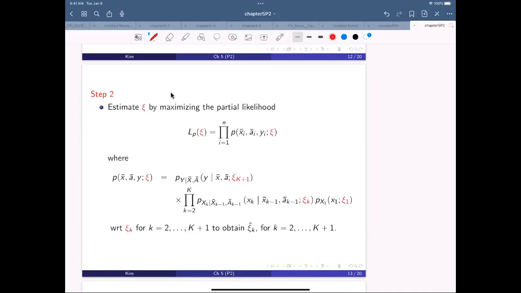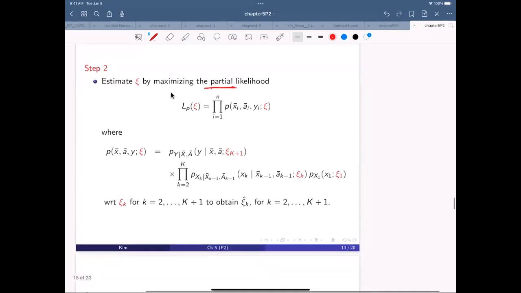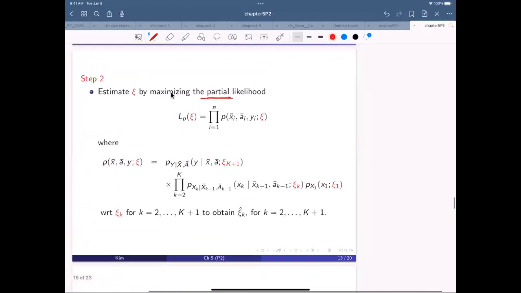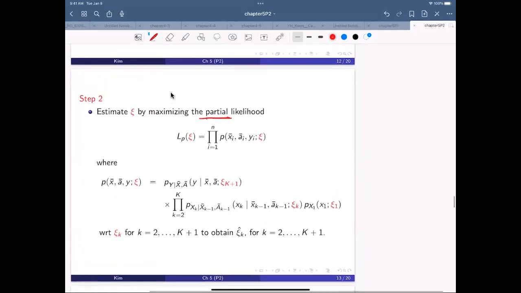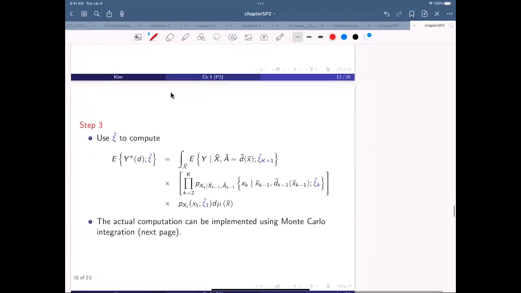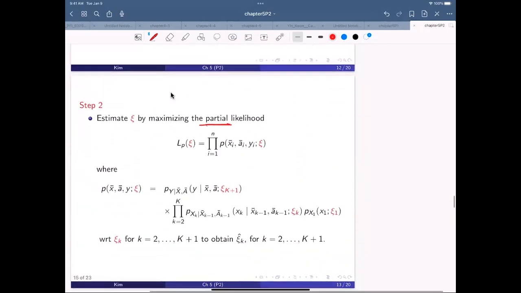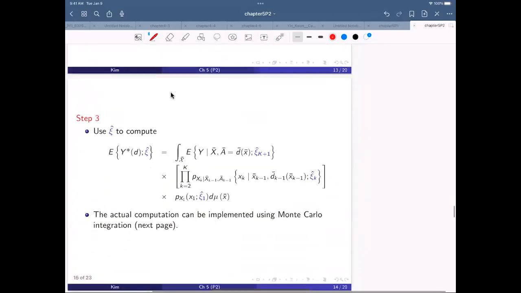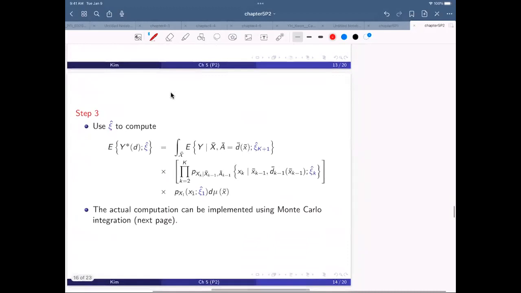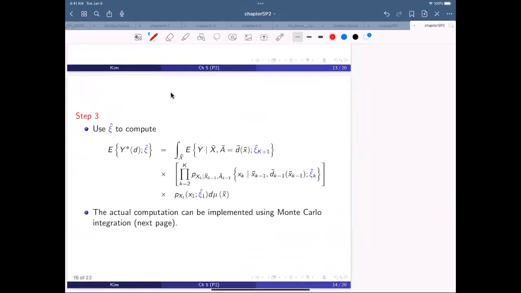Because we are not really interested in estimating that part in this approach. And then once you use this partial likelihood to optimize, you are now in a position to express your final parameter.